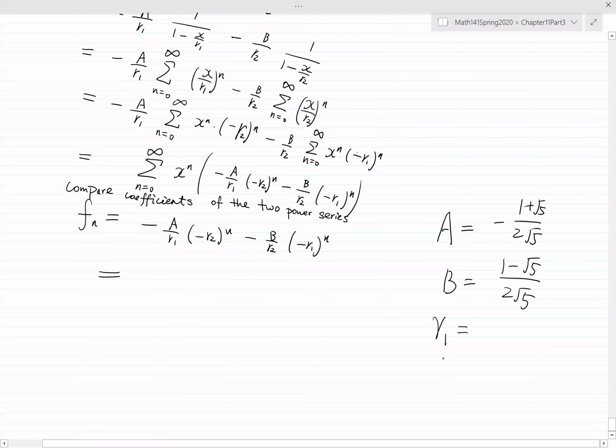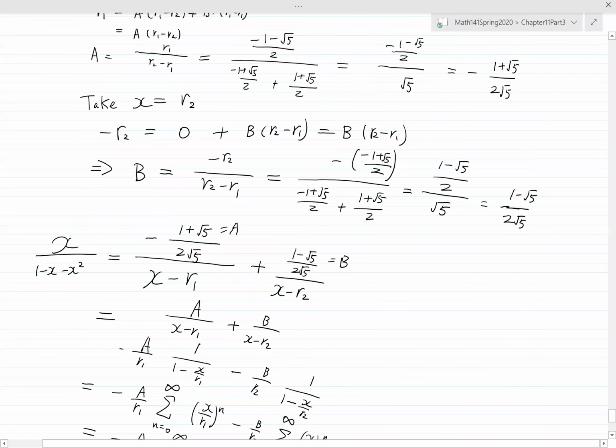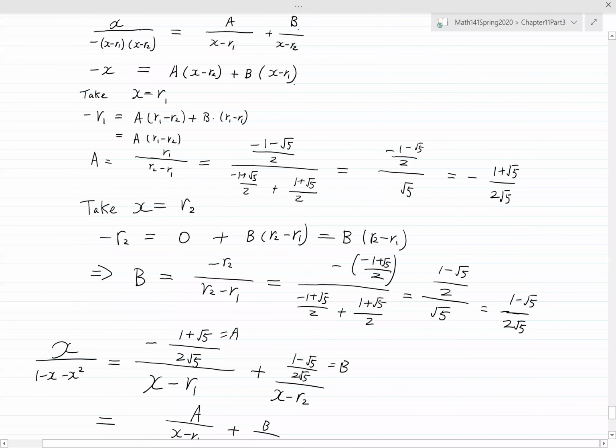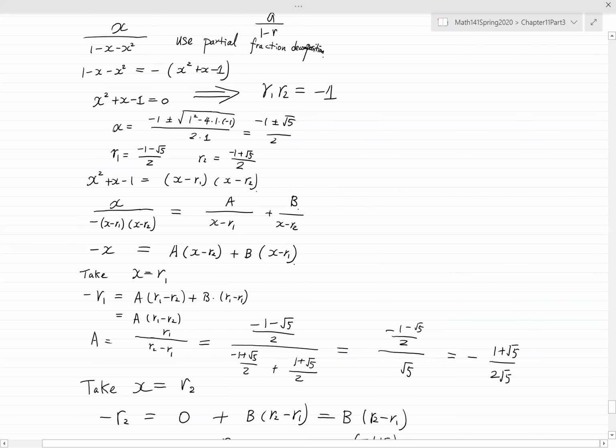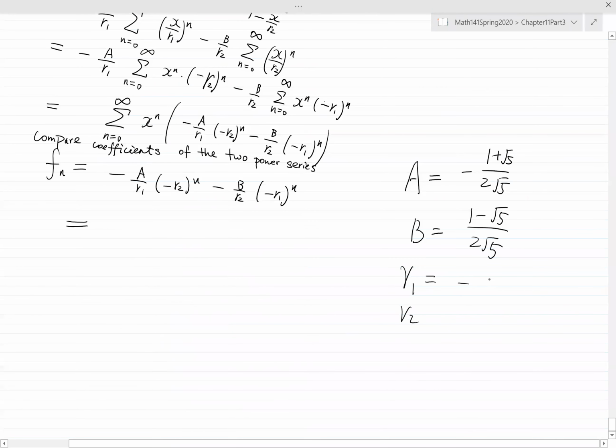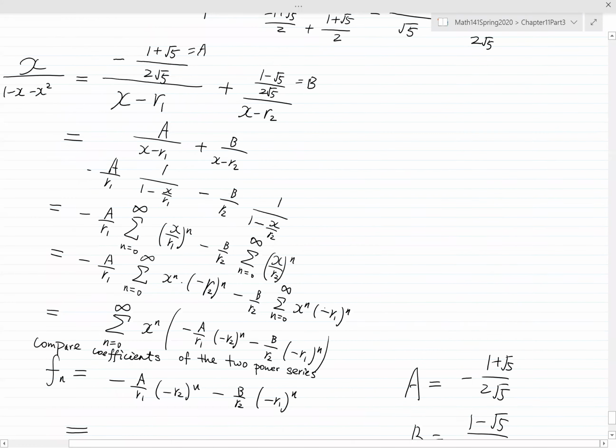By our choice of R1, R2. R1 is negative 1 plus root 5 over 2. And then R2 is 1 minus, negative, 1 plus root 5 over that thing. Okay, wait, let me double check. R2 is, yes, this is right.